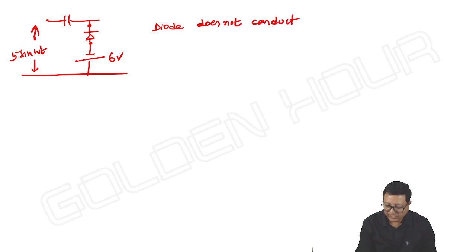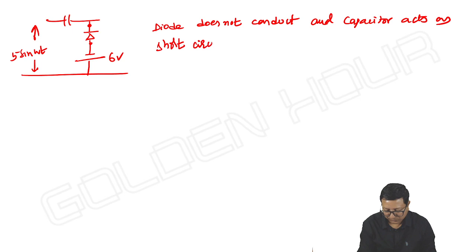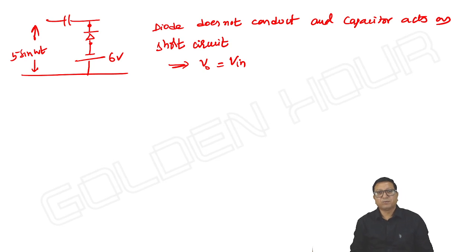Diode does not conduct and the capacitor acts as a short circuit. Okay, then what about the output? V output is equal to input. That's it. So always, whether it's a positive clamper or negative clamper, the input is in such a way that there should be a scope for the diode to conduct. Once the diode conducts, then the capacitor can charge. The remaining action can be taken accordingly. This is a very, very important point.